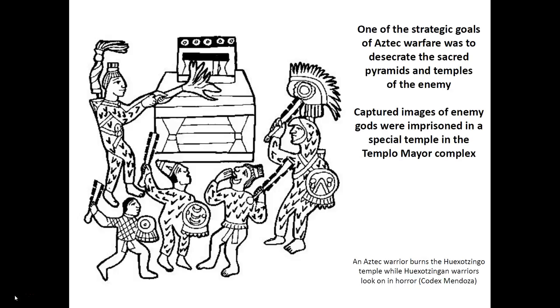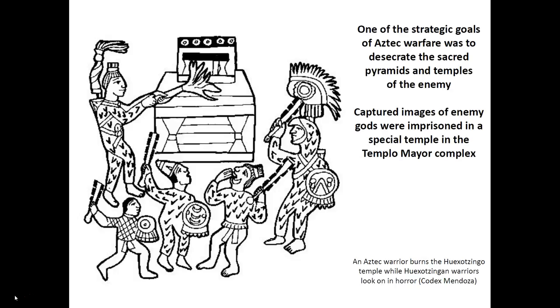Aztec warfare was a little bit different than modern warfare, but in some ways it was very similar. In modern warfare, one of the goals of conflict is to destroy the command and control structures of the enemy, to limit their ability to effectively organize and resist your incursion. When the Aztec attacked their enemies, one of their primary strategic goals was to desecrate their sacred pyramids and temples, to cut off their access to the supernatural, to prevent their rulers from being able to turn the powers of the supernatural world against the Aztec. So in some ways, this is an attack upon the institutions of command and control of their enemies.